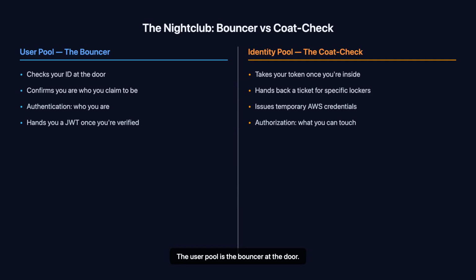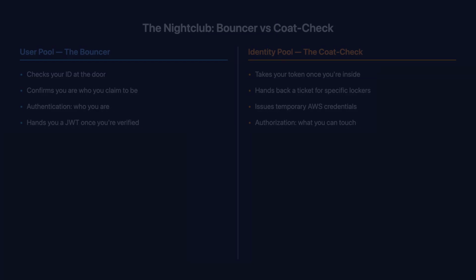There's a nightclub analogy that makes this stick. The user pool is the bouncer at the door. They check your ID, confirm you really are who you claim to be, and once you're verified, you're in. That's authentication. Who you are. The identity pool, on the other hand, is the coat check attendant inside. You hand over your token, and they give you back a numbered ticket that unlocks specific lockers. That ticket is temporary Amazon Web Services credentials. That's authorization, what you can actually touch. Bouncer proves identity. Coat check grants access. We'll dig into that second half right now.